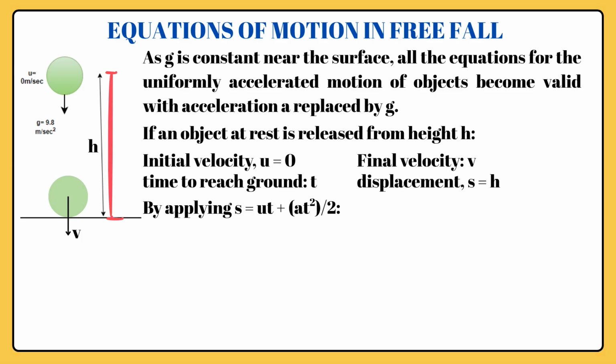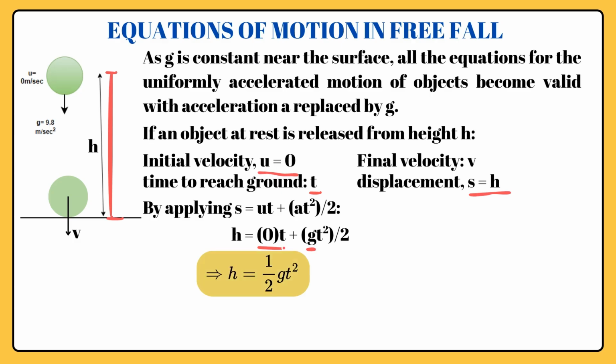Let us first use the equation s is equal to ut plus half at squared. We have to substitute the appropriate terms in this. S is h. So h is equal to u, which is 0, into time t, plus acceleration g, into again time t, so t squared by 2. 0 into t is 0. So what we get from this is h is equal to half gt squared. This is the relation between height and time.